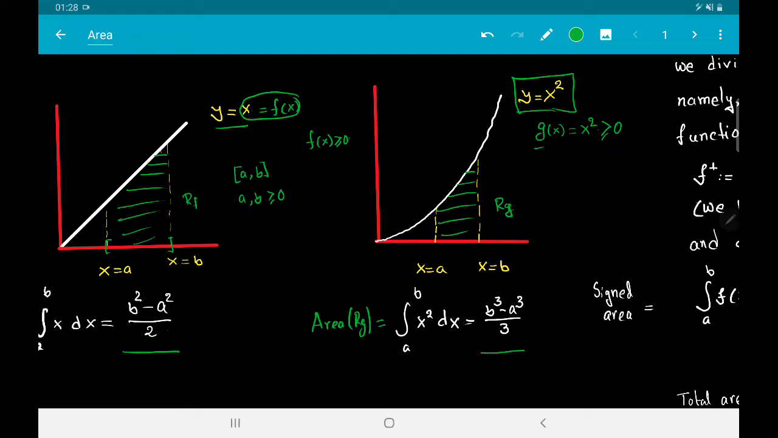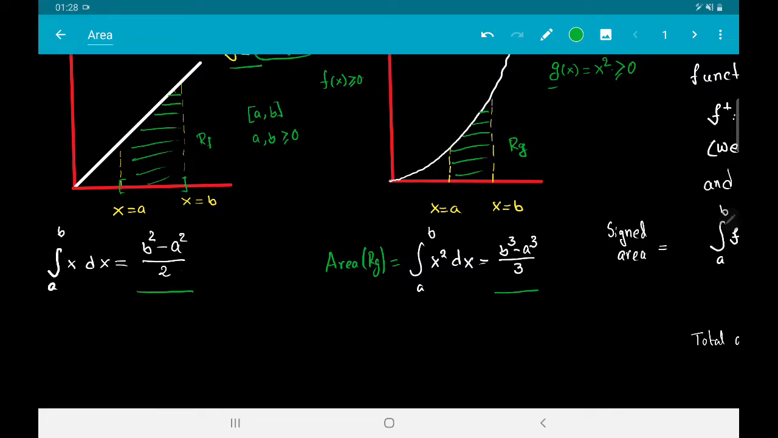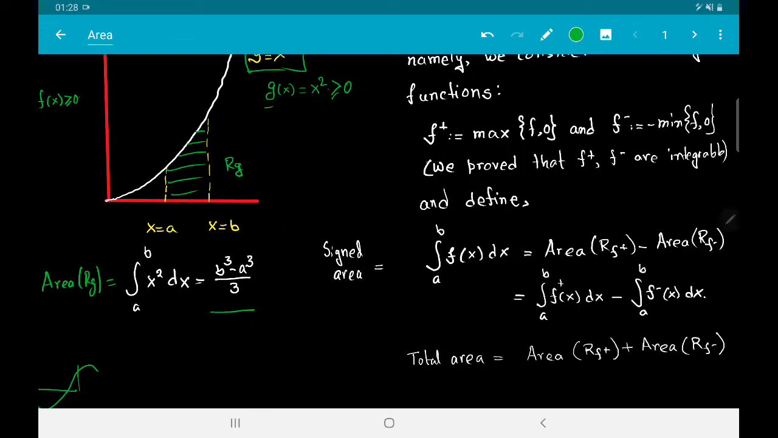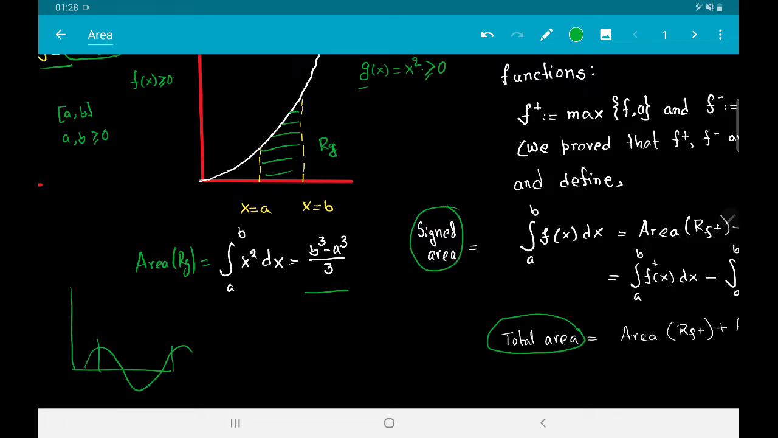So now what happens if we do not have the leisure of dealing with functions whose curve or whose graph always lies above the x-axis? So what if we come up with a function which looks like this? So can we compute the integral? So we have also dealt with such a case before. We have defined the notion of signed area. We are going to define a new notion called total area, which will give us the bounded area shaded in green in this picture.